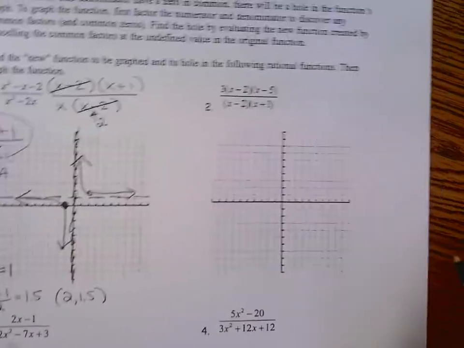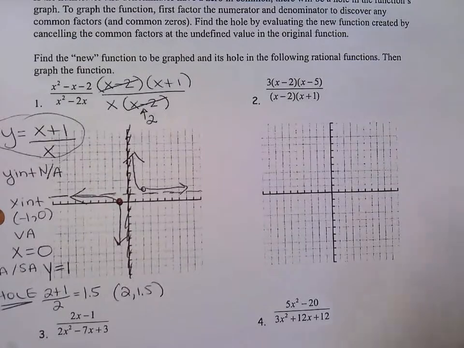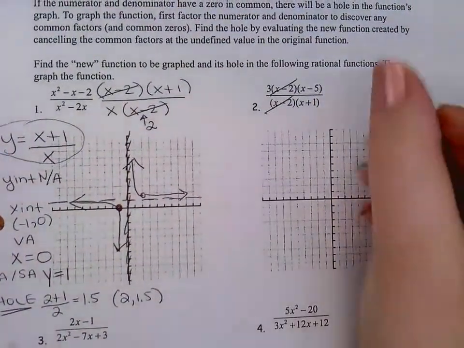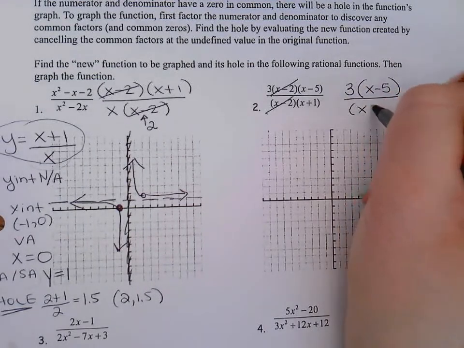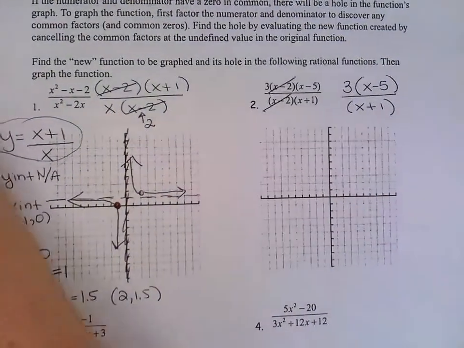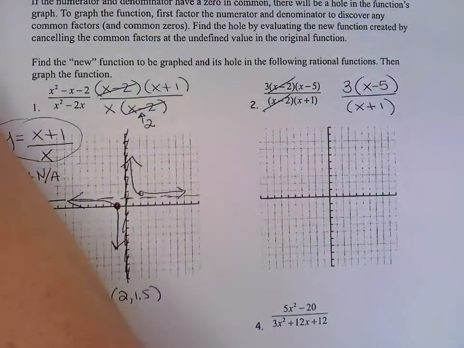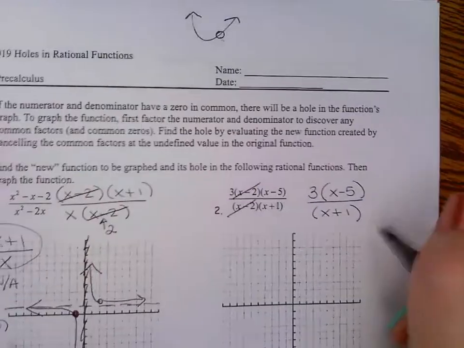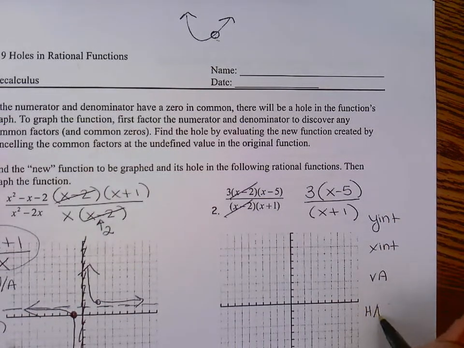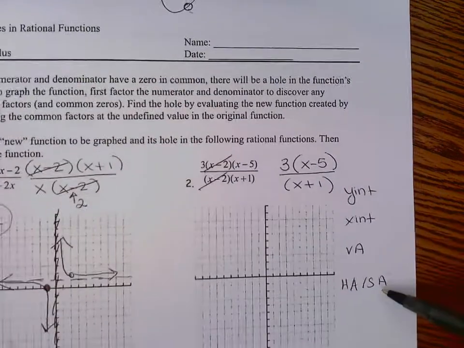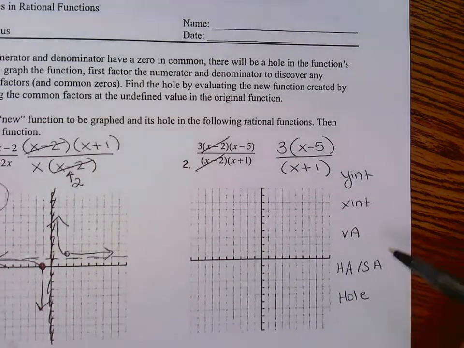Okay, example 2 is already in factored form for you, so that's good. You may want to pause the video, and once I've canceled this out, try it on your own. So we've got 3x minus 5 over x plus 1. You've canceled out your common factor. Now we're going to go through the y-intercept, the x-intercept, the vertical asymptote, and the horizontal or slant asymptote. It would be best for you to practice these 4 steps and then check to see that you did them correctly in the video. So now I'm going to go through these steps.